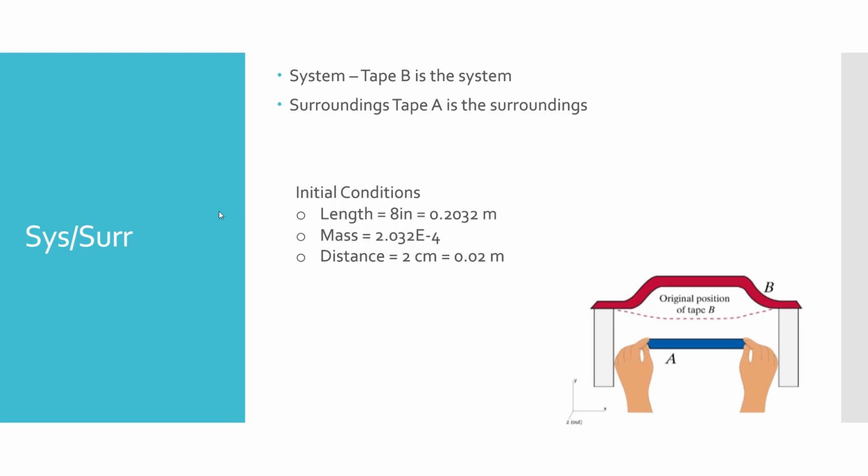For system and surroundings, the system is tape B in the diagram to the bottom right of this slide, and the surroundings is tape A. For initial conditions, the length of my tape was about 8 inches, which is 0.2032 meters, and the mass, again using the assumption that 1 gram of tape is equal to 1 meter of tape, in kilograms is 2.032 e to the negative 4, and then the distance was 2 centimeters, which is 0.02 meters.